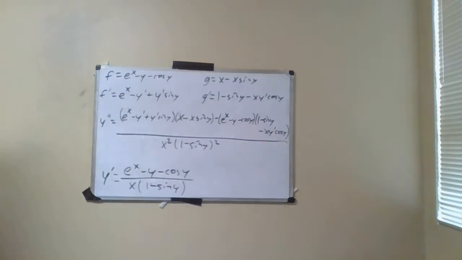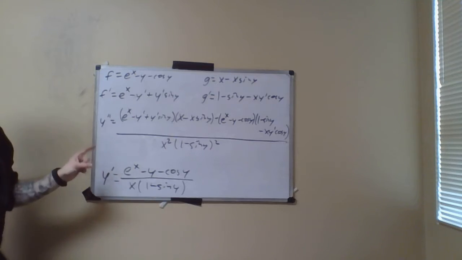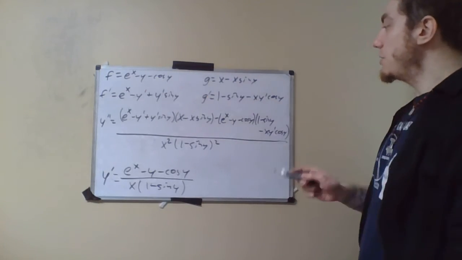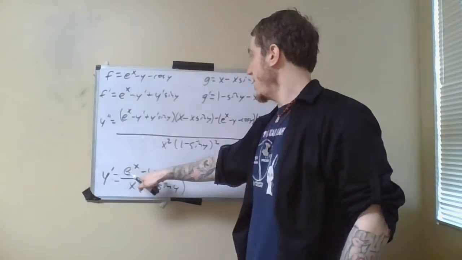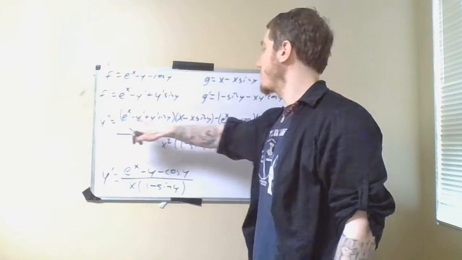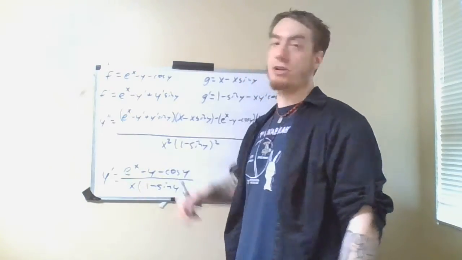And now, the last step for this problem, which I'm not going to write down in full because it would take up more room than this whiteboard has. The last step then is just take this expression and plug it in for y prime. So every time a y prime shows up, you plug in this expression.